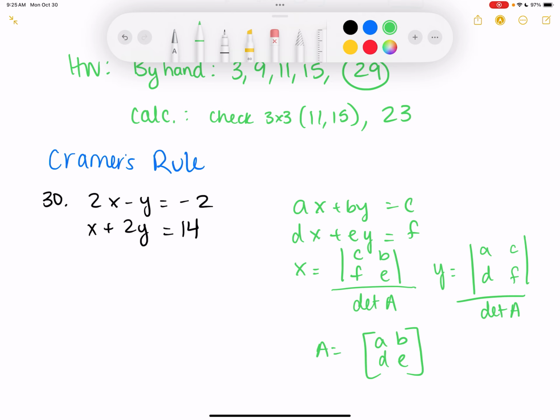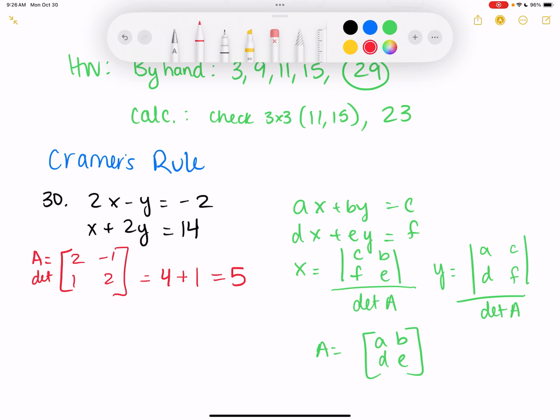So now my coefficient matrix for this is going to be 2, -1, 1, 2. And I need to find the determinant of this. So what would the determinant of this be? 4 plus 1? Minus the negative, so it'd be plus. So the determinant of that is going to be 5. So my denominator of these is going to be 5, so I don't need to write that part every time. I can just write 5 on the bottom.